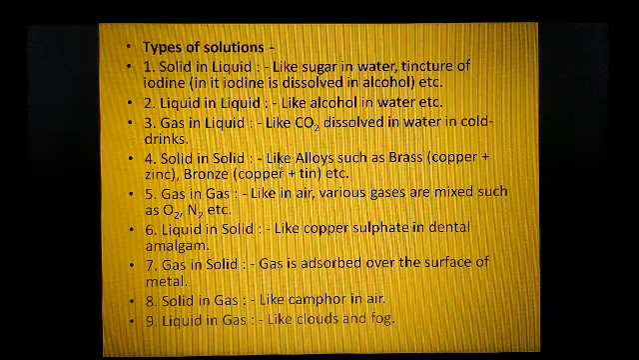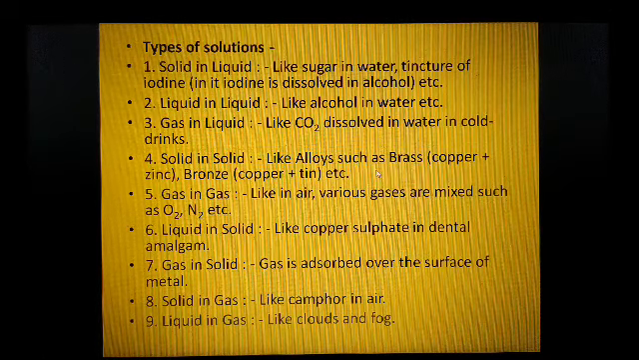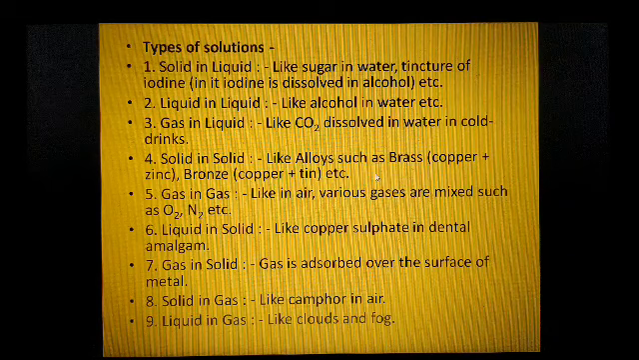Fourth is solid and solid, like alloys such as brass and bronze. Brass is an alloy constituted by two different elements, copper and zinc, whereas bronze is constituted by copper and tin. But point to be noted here that solids cannot be directly mixed into each other. They should first be converted into their molten state. Only then you can mix them.